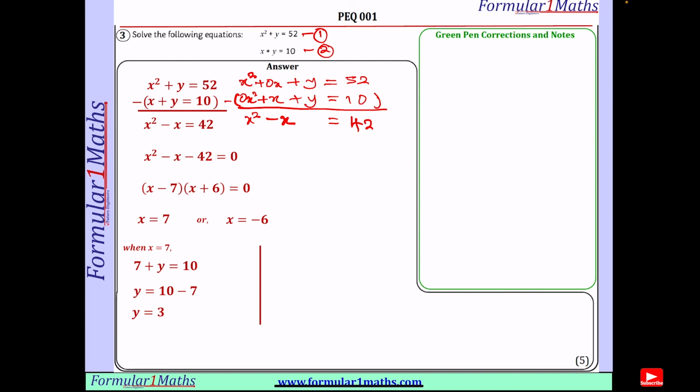Similarly, when x equals minus 6, we are going to get minus 6 plus y is equal to 10. Taking minus 6 to the other side of the equation, we get 10 plus 6, and then y will be equal to 16. So again, when x is minus 6, y is equal to 16.